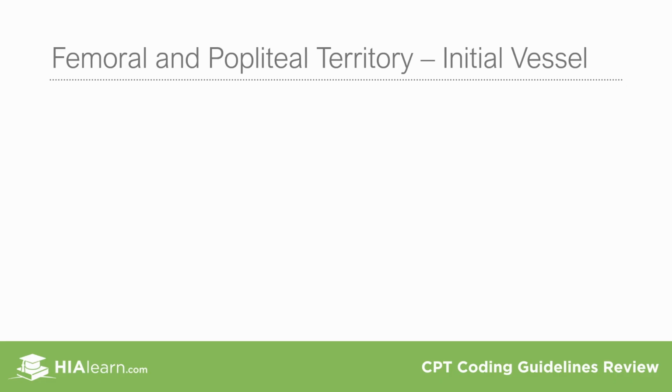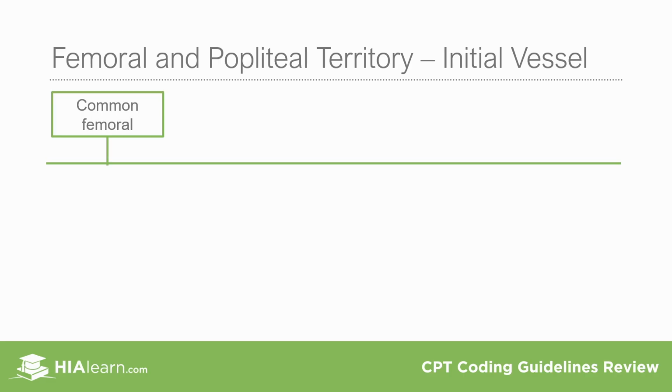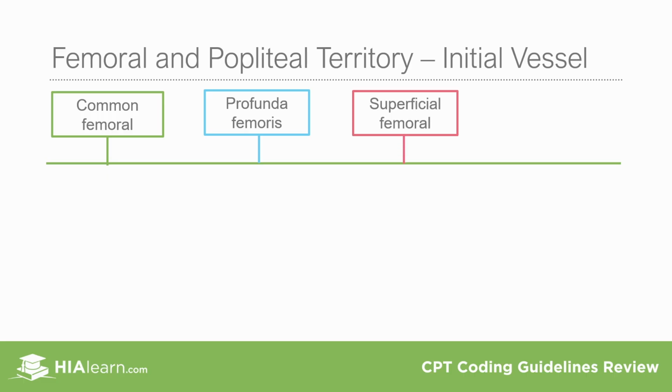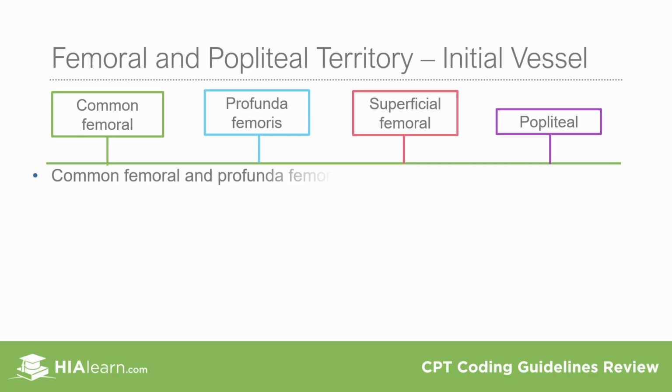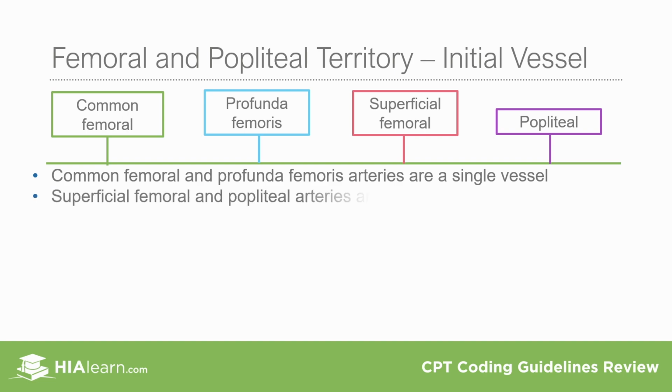The arterial segments in the femoral and popliteal vascular territory include the common femoral, profunda femoris, which is also called the deep femoral, the superficial femoral, and the popliteal. This territory is divided into 2 vessels: The common femoral and the profunda femoris are considered a single vessel, and the superficial femoral and the popliteal arteries are considered a single vessel.